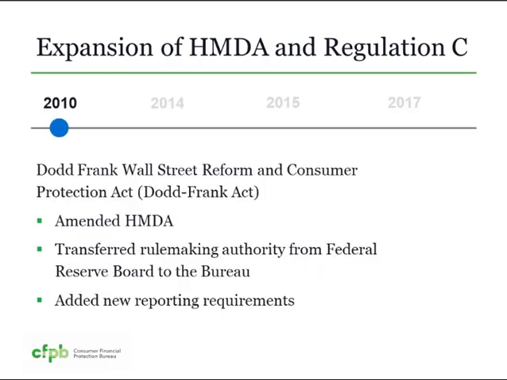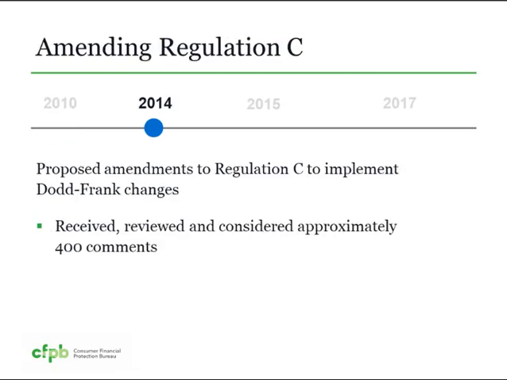In 2010, Congress enacted the Dodd-Frank Wall Street Reform and Consumer Protection Act, also known as the Dodd-Frank Act. The Dodd-Frank Act amended HMDA by transferring rulemaking authority from the Federal Reserve Board to the Bureau and adding new reporting requirements. The Bureau issued a proposal to amend Regulation C on July 24, 2014 to implement the Dodd-Frank Act amendments, require the collection, recording, and reporting of additional information to further HMDA's purposes, and modernize the manner in which institutions report HMDA data. The Bureau received approximately 400 comments and carefully reviewed and considered those comments.